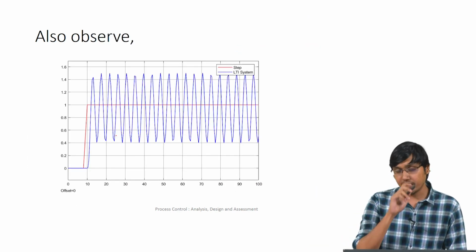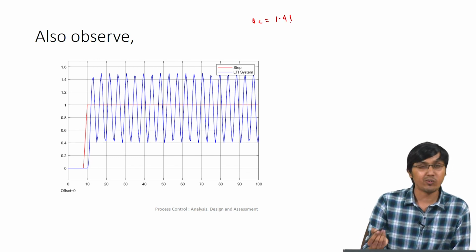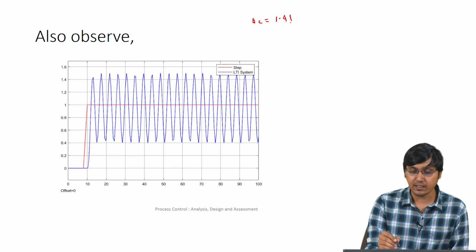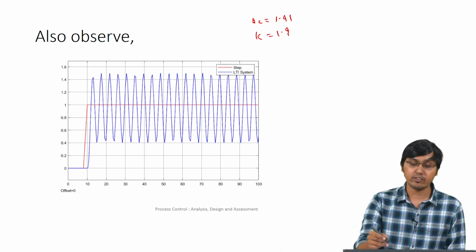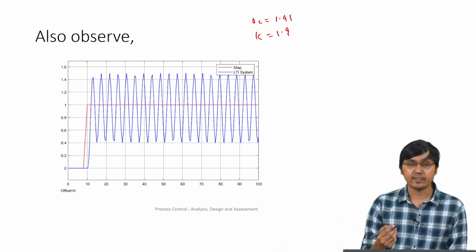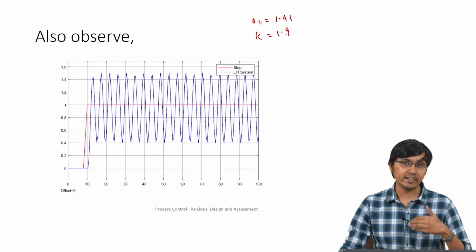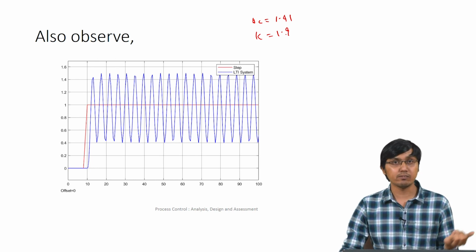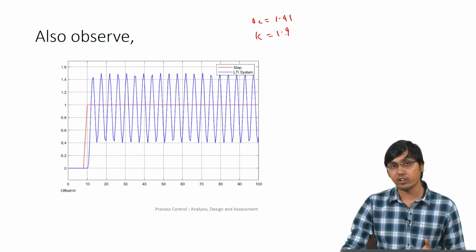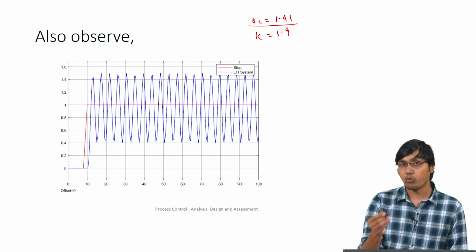Now again, what is this omega c equal to 1.41, what does that imply? It implies that when gain is equal to 1.9, the system is going to oscillate at this frequency of 1.41. So that's what we saw before also. When we multiply the gain by 1.9, that is when the system will go into oscillations. And at what frequency will it oscillate? It will oscillate at the angular frequency of 1.41.